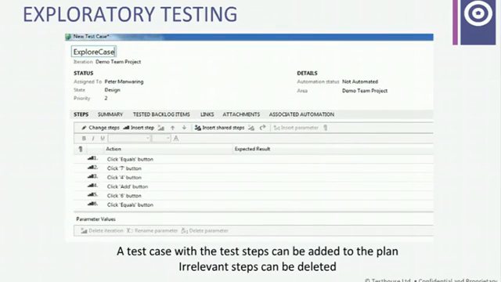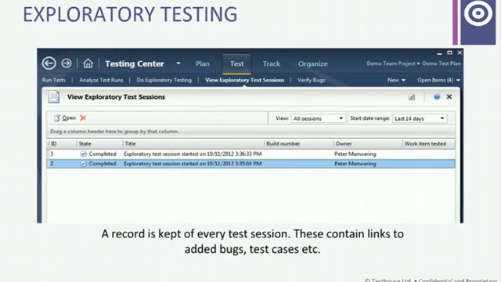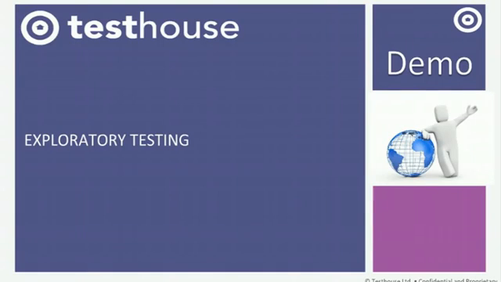So here, for example, is exploratory testing. It gives you the actions, but it doesn't give you the expected results, so you'd have to fill those in to make a usable test case. And a record is kept of every test session that's been done, like everything is recorded for future reference. So we'll just play this final demonstration.